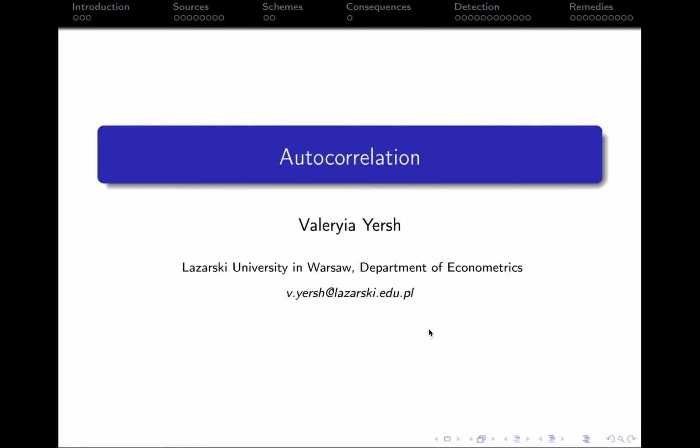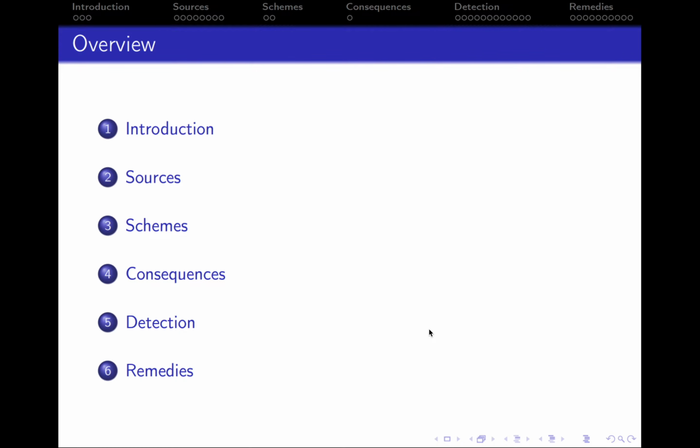In this lecture, I would like to discuss another problem that exists in econometrics and has the name of autocorrelation. From this slide, you can get a very quick overview of today's lecture. So I will start with an introduction.